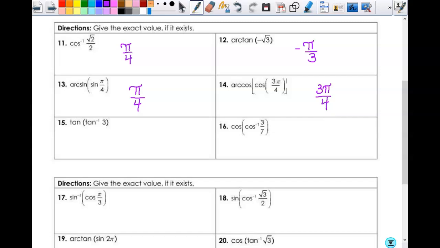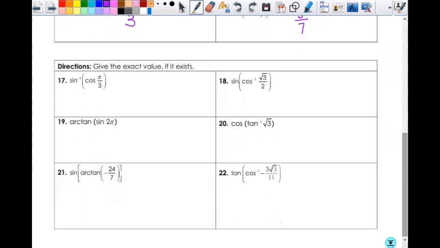So then the tangent of the tangent inverse of 3, well, I can take the tangent inverse of anything from negative infinity to infinity. So once I take the tangent inverse, then take the tangent, that's going to give me 3 right back. Cosine of the cosine inverse of 3/7, well, I can only take the cosine inverse of something between negative 1 and 1, and this fits, so that means in the end, my answer is 3/7.